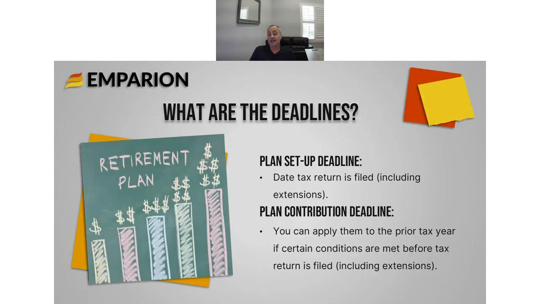Deadlines. The deadline to set up the plan is the due date of the tax return, with the latest date being September 15th. So you do have up to next year to set up a plan. However, W-2s, most of our clients are S Corps. W-2s have to be finalized by December 31st.